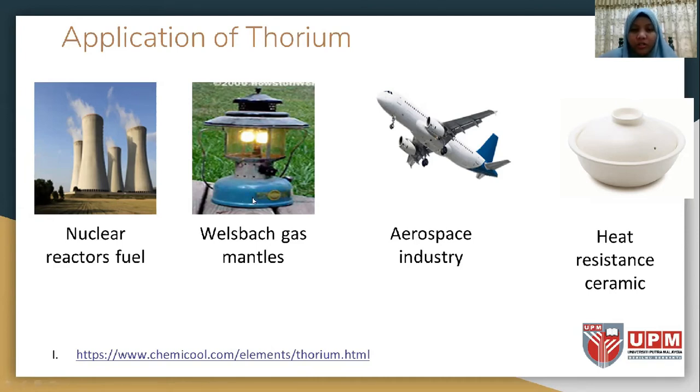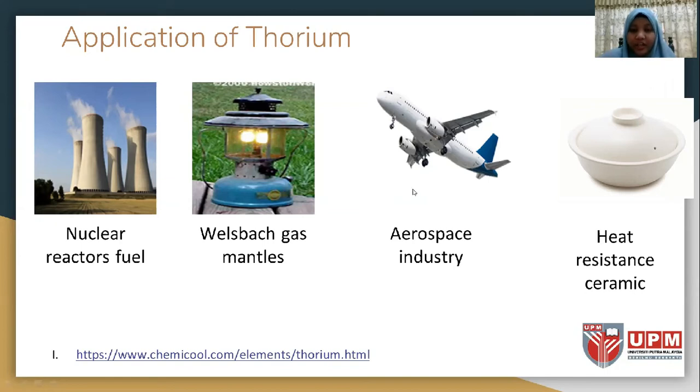Next is the Welsbach gas mantle. Thorium dioxide is used in this mantle, and it has a very high melting point to ensure it stays solid, glowing with an intense bright white light.